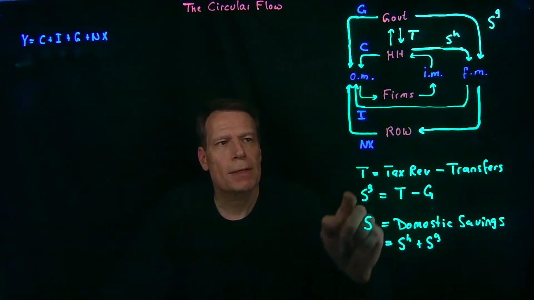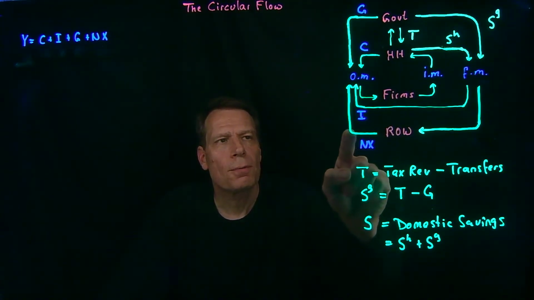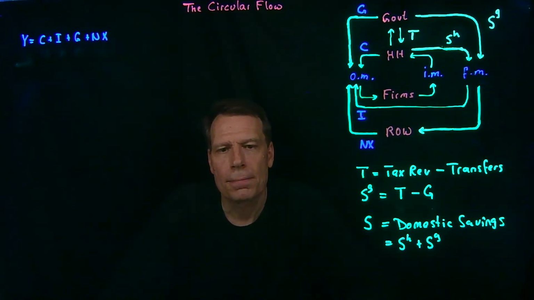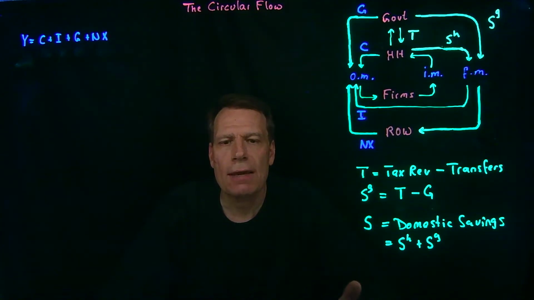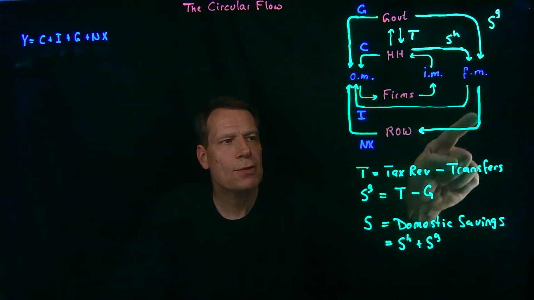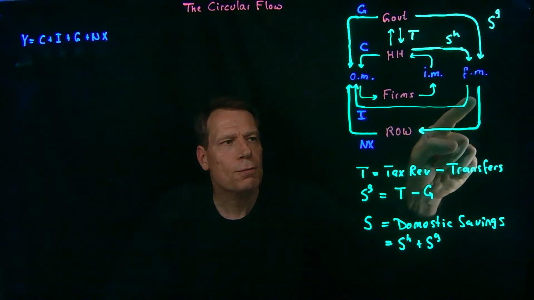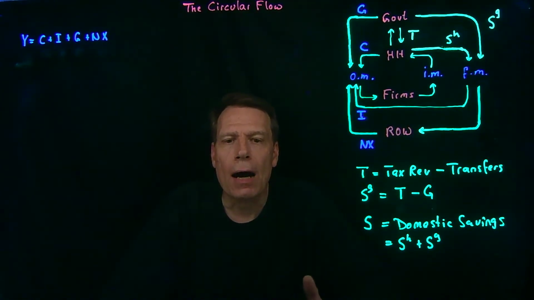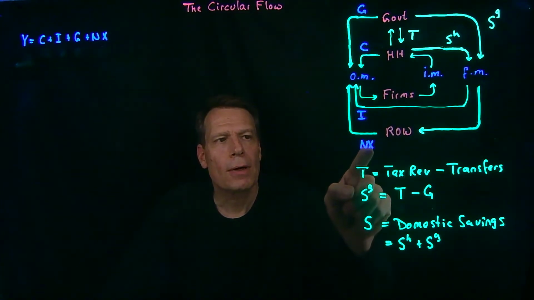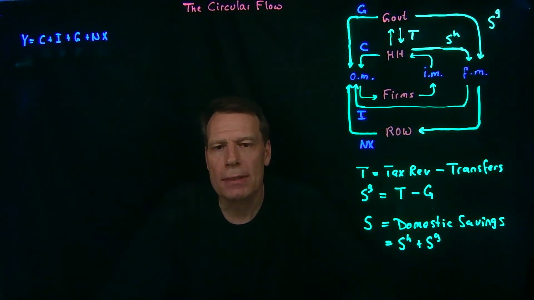We run a trade surplus, which means that dollars flow from the rest of the world to us. From the perspective of the rest of the world, they are running a trade deficit with us, so they have to finance that trade deficit. And the way they finance that trade deficit is they borrow from our financial markets. So dollars would flow out of our financial markets to the rest of the world. How much do they borrow? They borrow exactly what that trade surplus is.